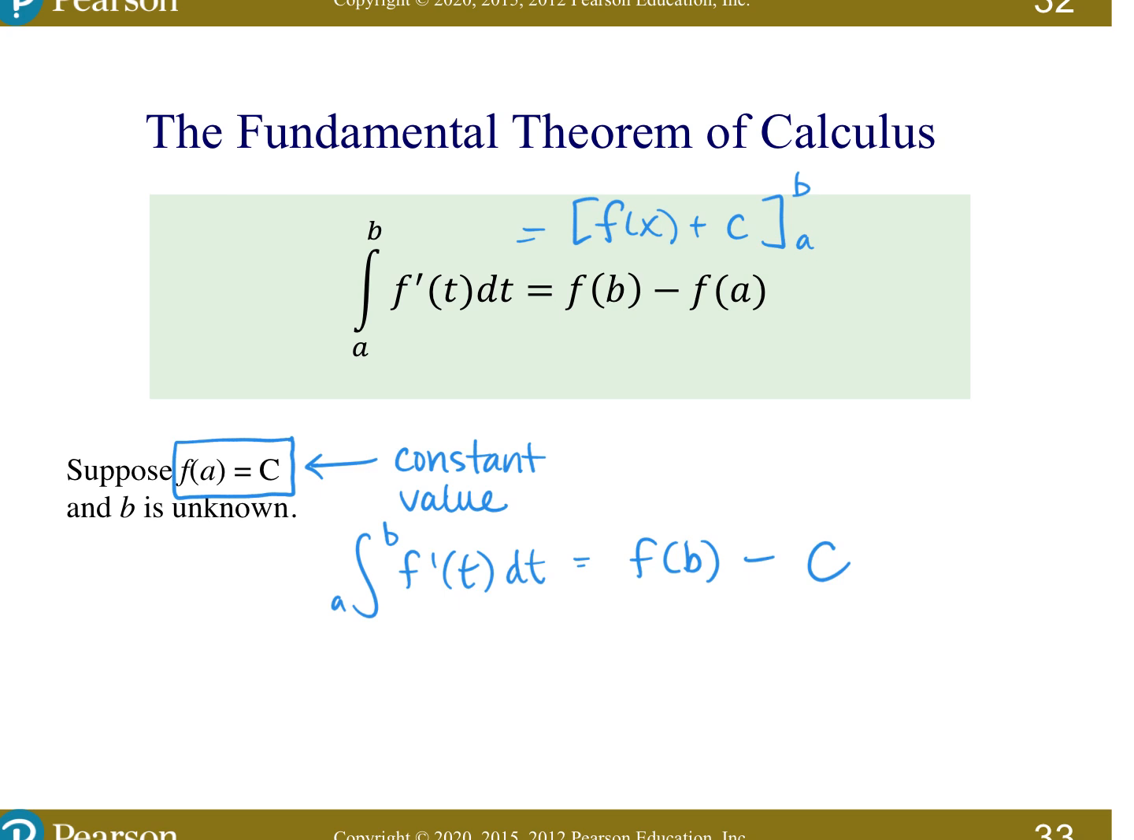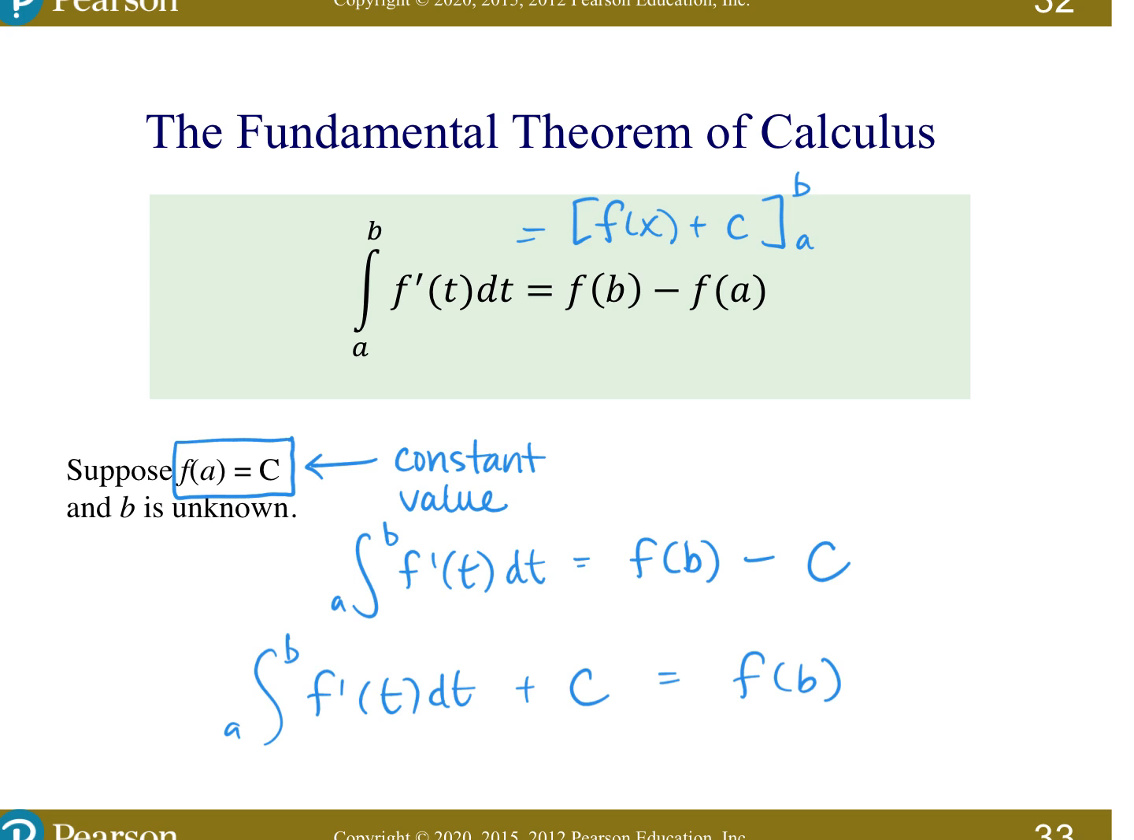How would we make that? I'll just tell you. We want this to be a plus C. So in order to make a minus C into a plus C, we've got to move it to the other side. So I'm going to move it over to the other side: the integral from a to b of F prime of t dt. The plus C then goes on the other side, and then we have F of b by itself.